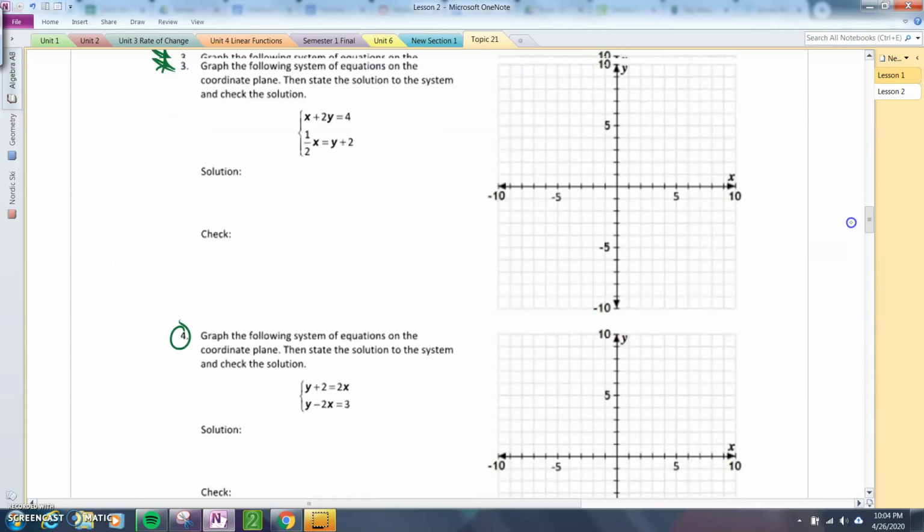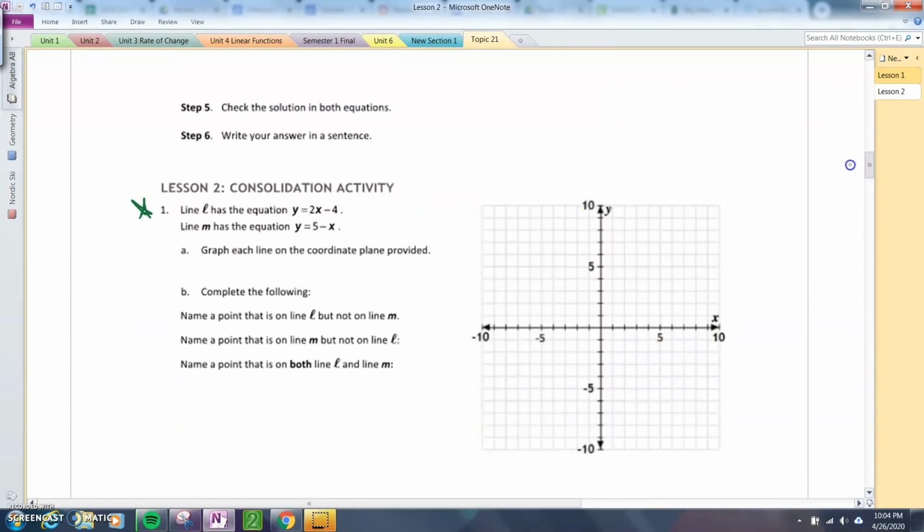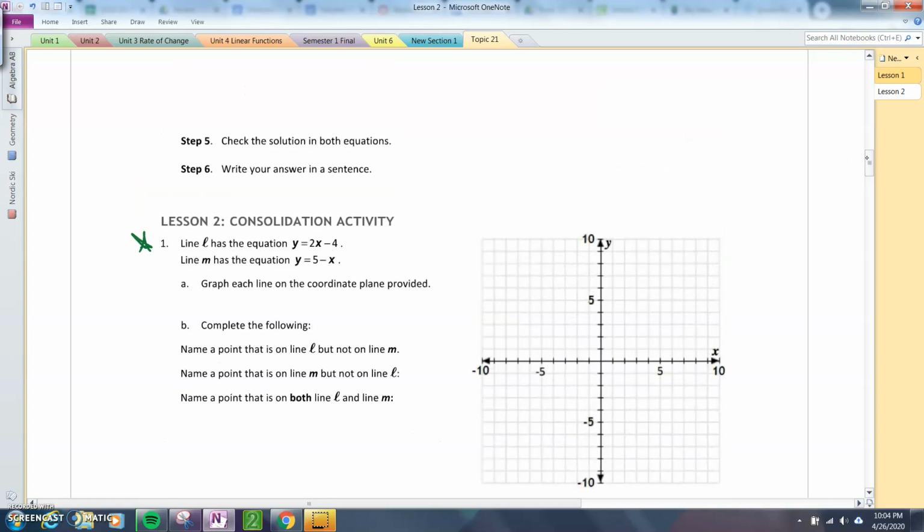So let's jump back up here to the consolidation. Number 1 says line L has the equation y equals 2x minus 4. Line M has the equation y equals 5 minus x. First thing we need to do is graph each line on the coordinate plane.